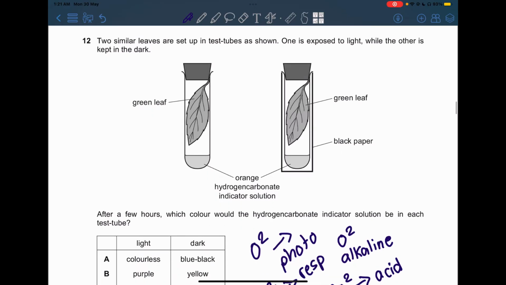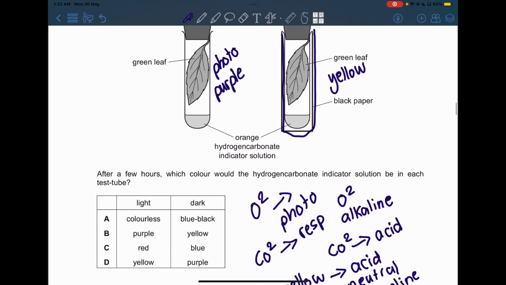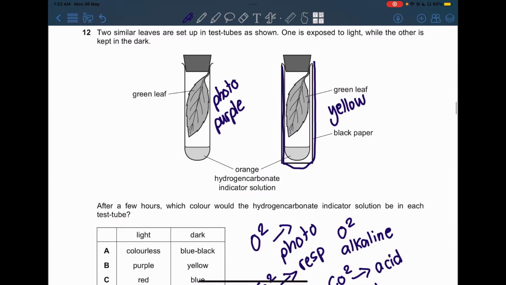So over here, we do know that there is photosynthesis because there is light and it's not blocked out like this one. This one is blocked out, which means it's actually respiring. So over here, it will be purple, and over here, it will be yellow. So let's see which of the options match what we just said. It's actually B, so that's going to be our answer.